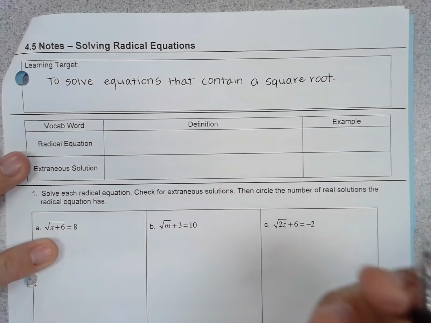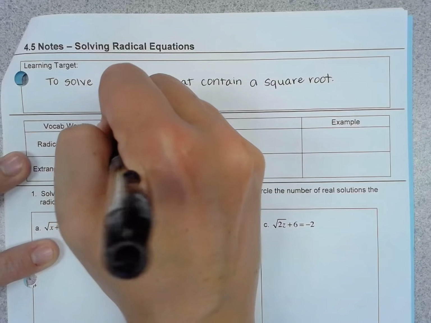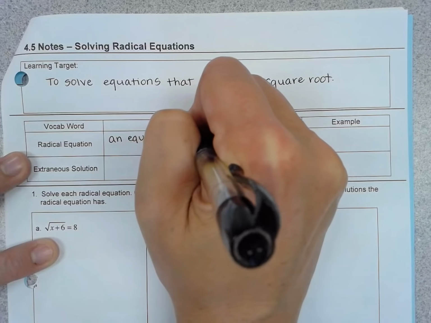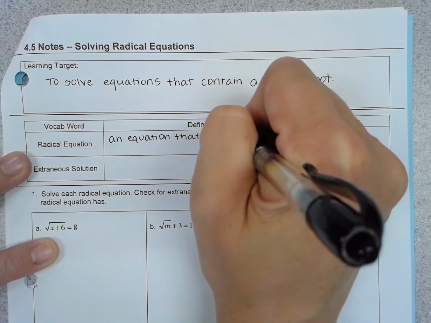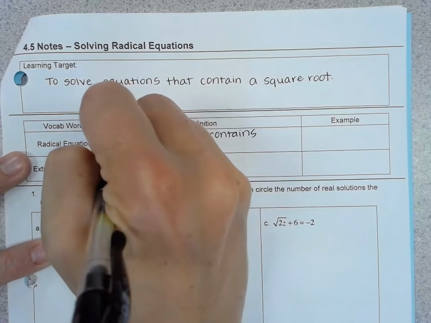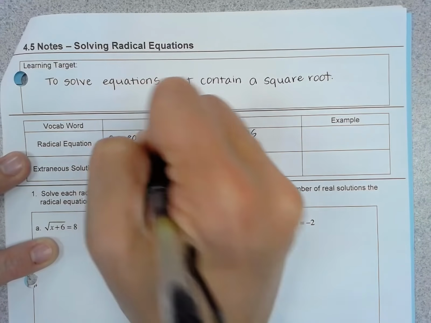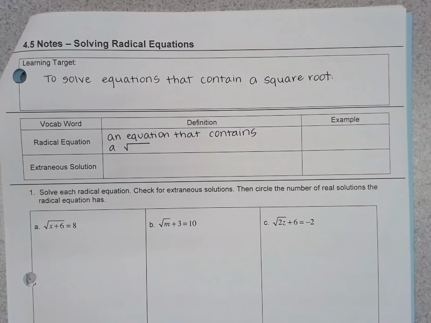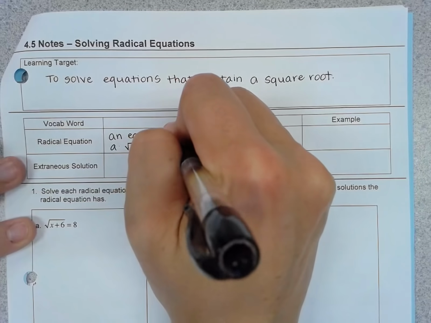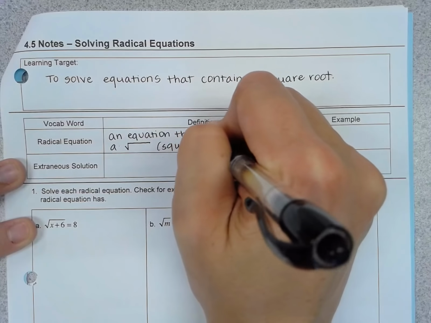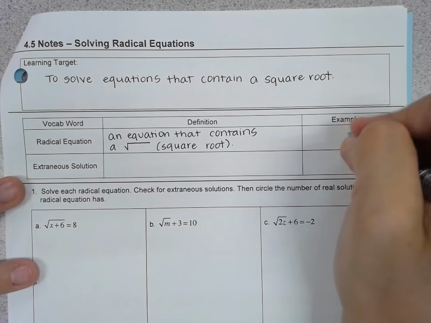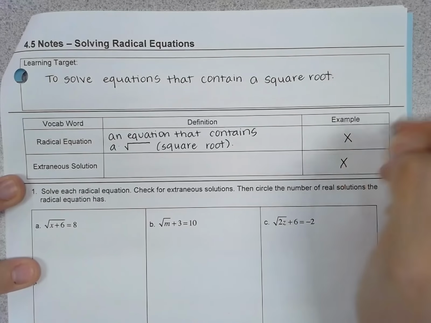A radical equation is defined as being an equation that contains a square root. And so it could technically be a cube root or a fourth root, but because this is Math 1, we just look at equations that contain square roots. And so don't worry about filling in examples for these ones because you're going to have plenty of examples of everything down below.